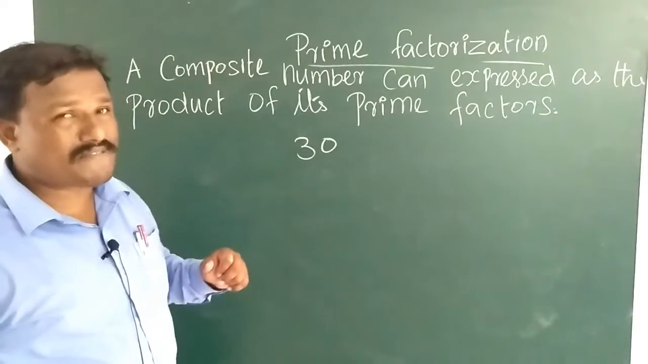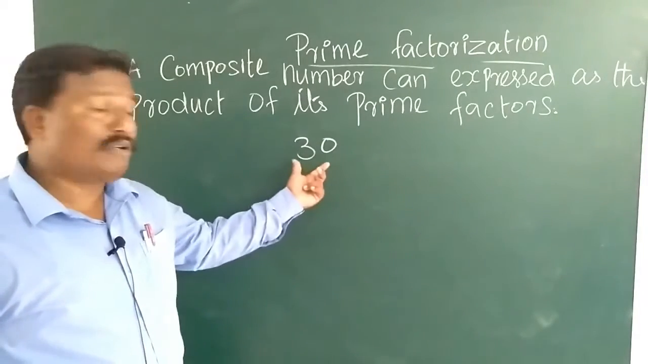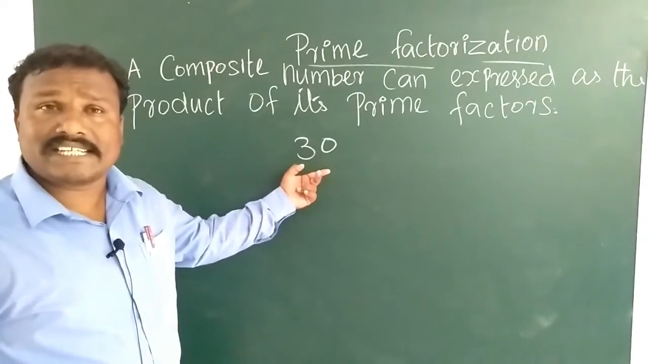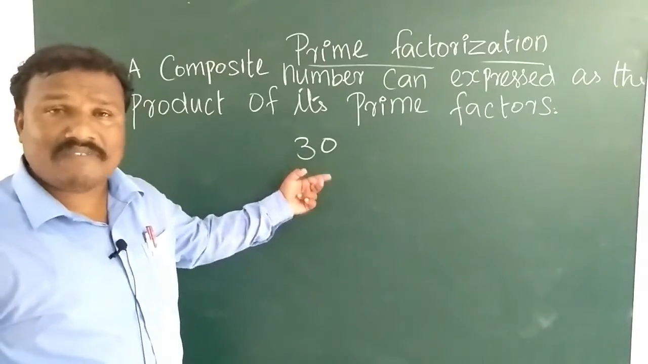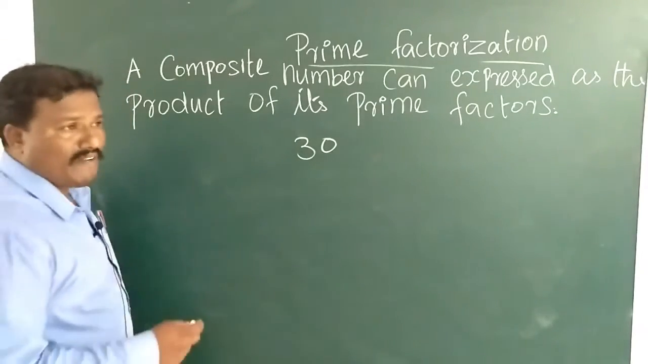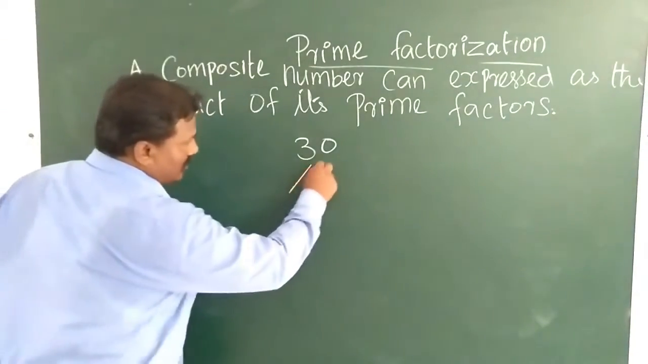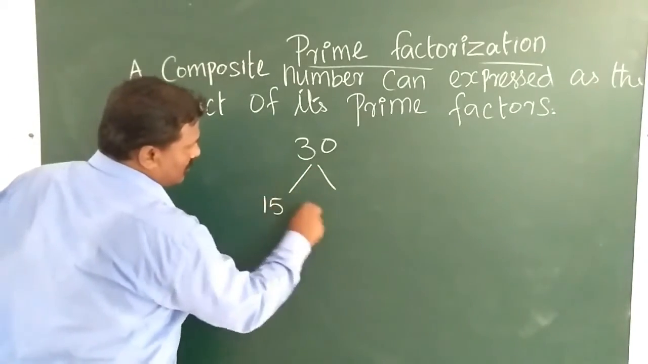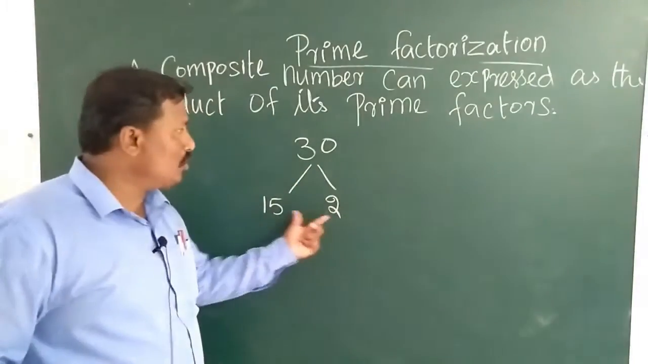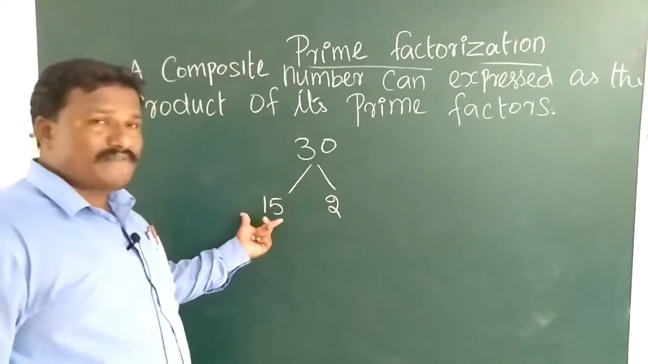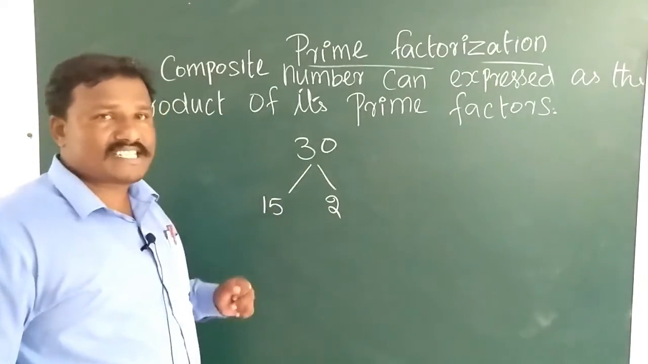Because I told you what a factor is and what a multiple is. Now consider 30 as a multiple. If you want to find the factors, what are the factors, do you know? So let me find out the factors of 30. 15 twos are 30. 15 into 2 is 30. So in this case 15 and 2 are factors.